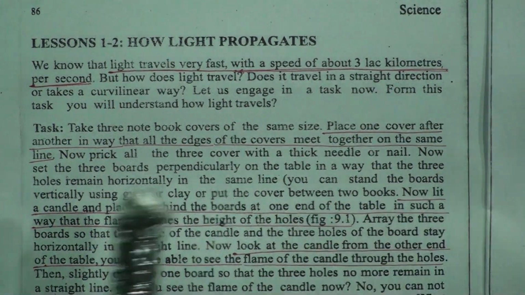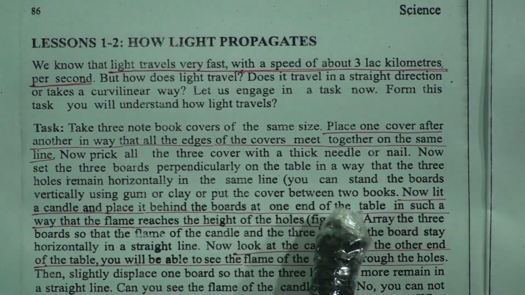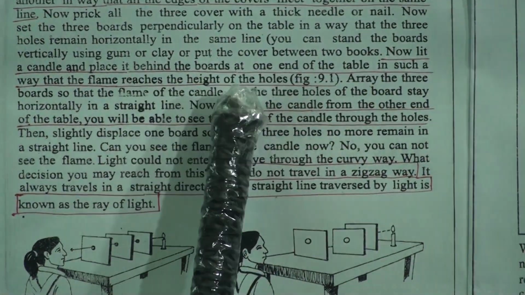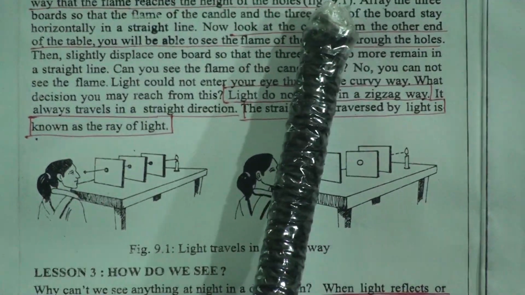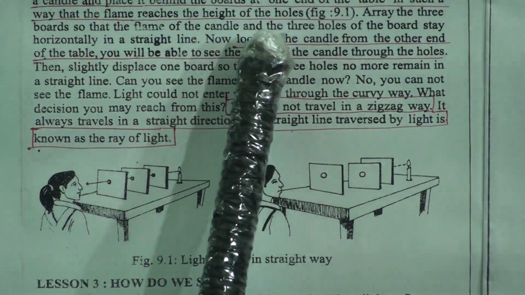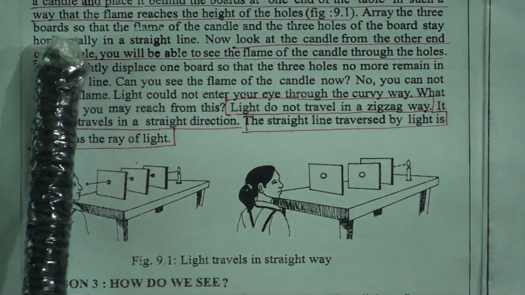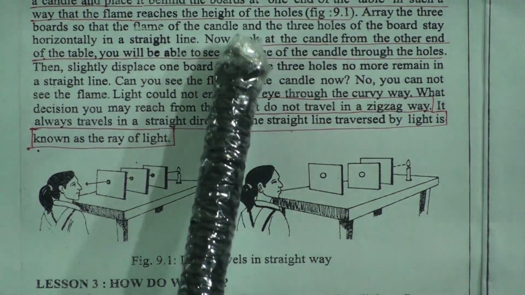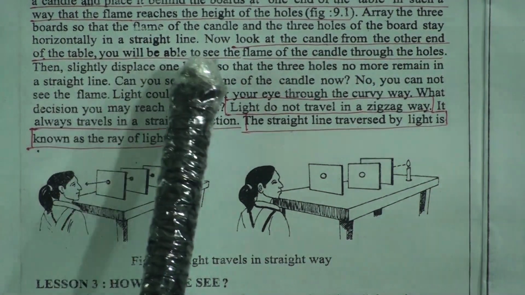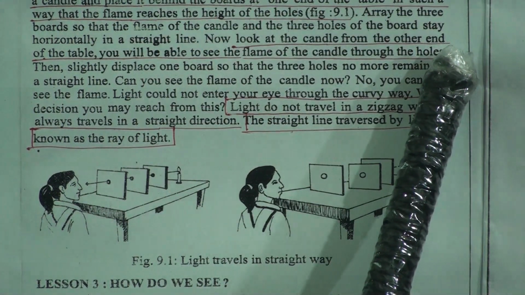Now light a candle and place it behind the boards at one end of the table in such a way that the flame reaches the height of the holes. Arrange the 3 boards so that the flame of the candle and the 3 holes of the board stay horizontally in a straight line. Now look at the candle from the other end of the table. You will be able to see the flame of the candle through the holes.